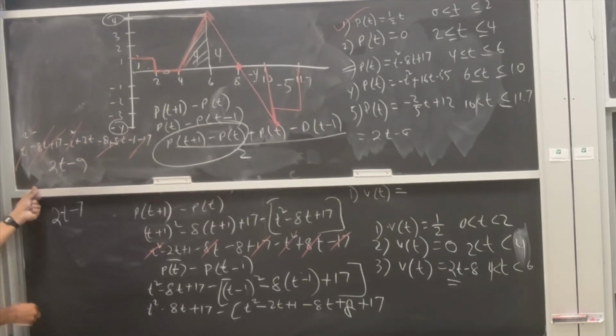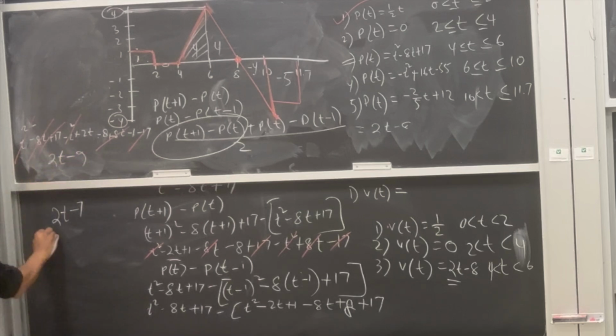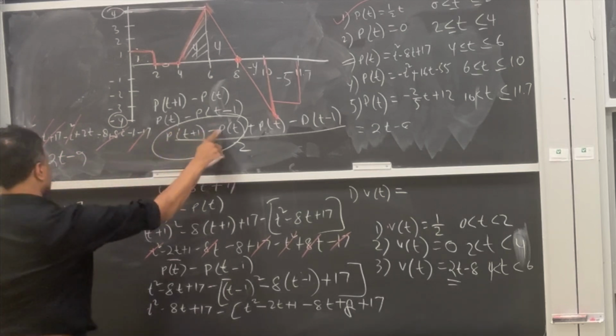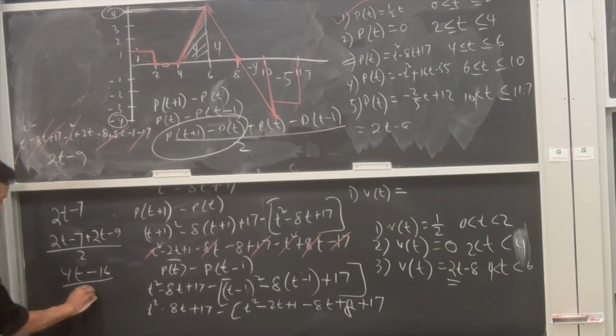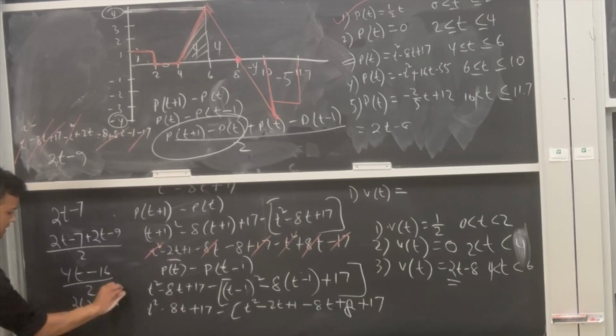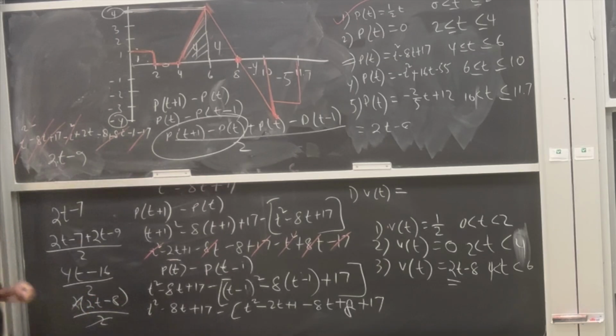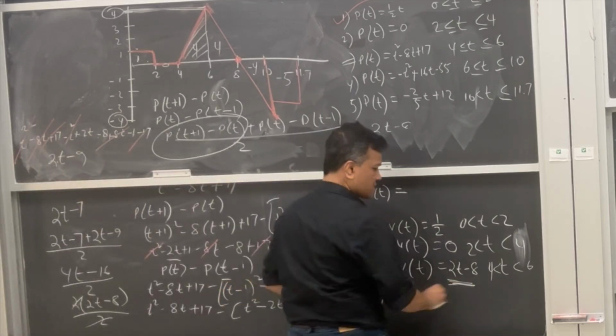We're almost done. So the half of them: 2t minus 7 plus 2t minus 9, divided by 2. That's 4t minus 16 divided by 2, which is 2t minus 8 divided by 2. So 2t minus 8, we proved that.